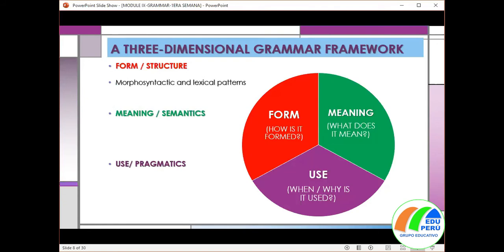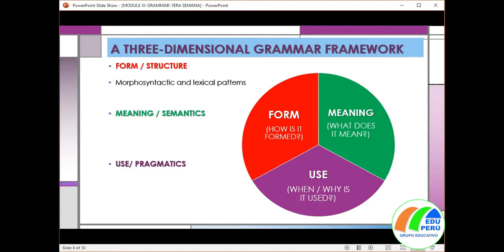The form is related to morphosyntactic and lexical patterns. So we are going to analyze the morphology and the syntax. That's why some of you say, yes teacher, grammar is a combination of morphology and syntax. Yes, but it's not only that. We are going to combine it also with the lexical patterns. Lexical, remember, is referring to the words, the different kinds of words.